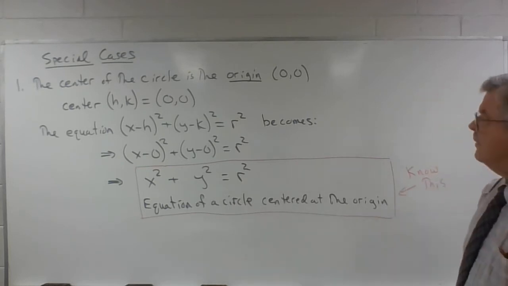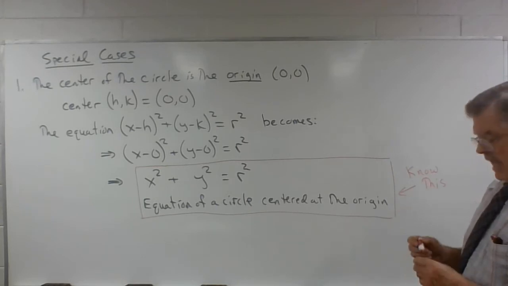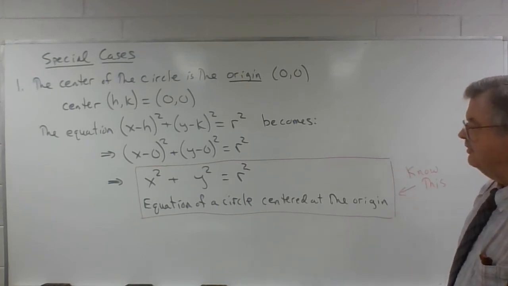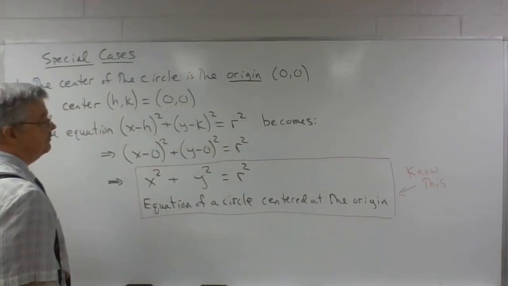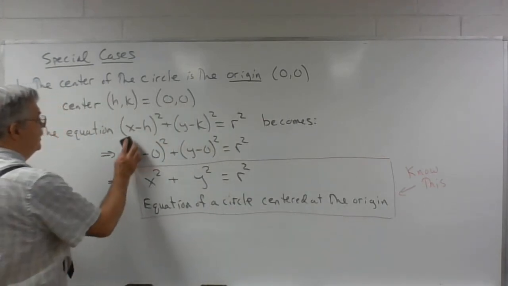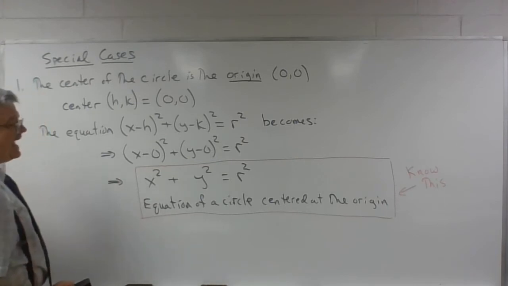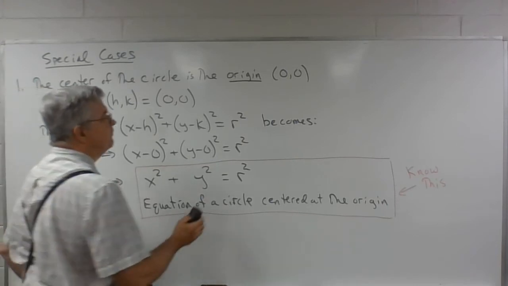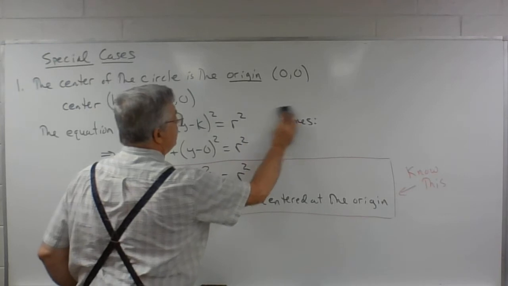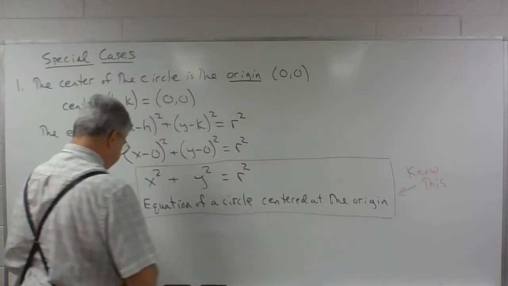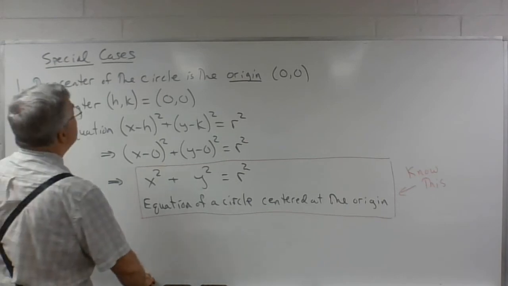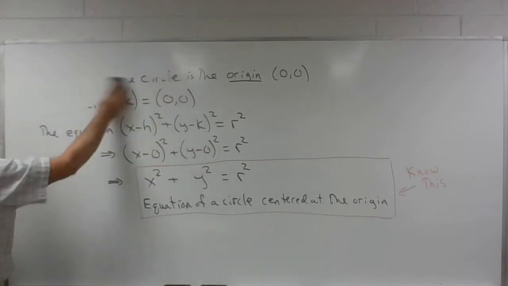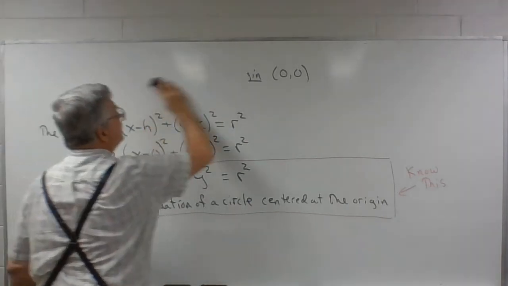This we should know. And we should also know the standard form of a circle of radius r with center (h, k). I want to put this someplace where it won't clutter everything.